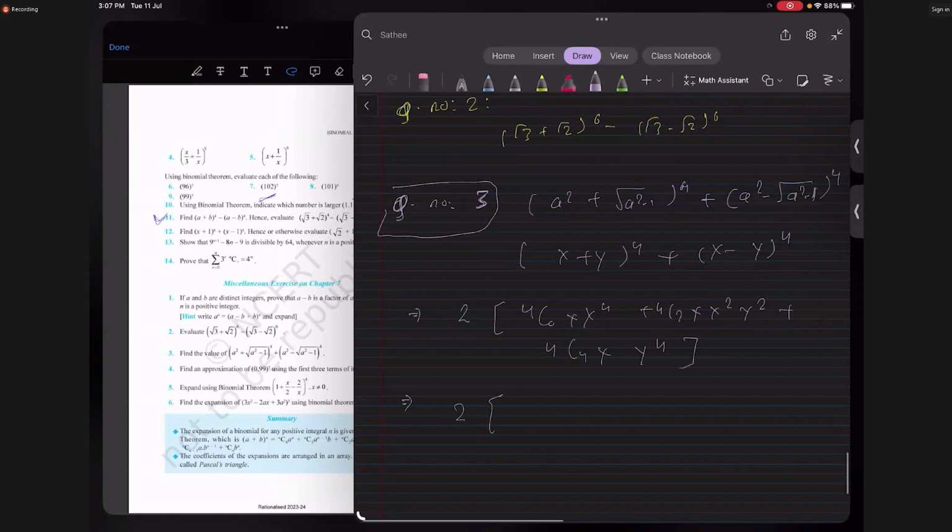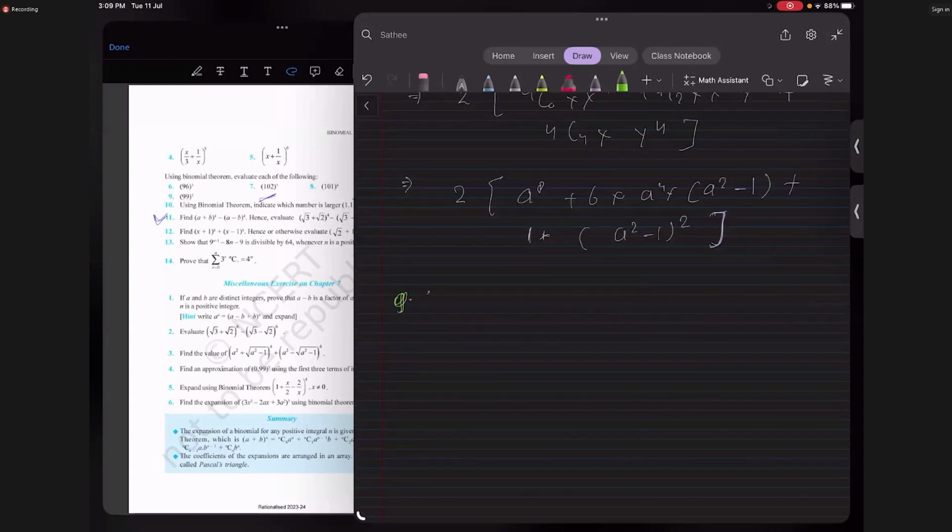If you put the values, this would be a to the power 8 plus 4c2, which is 6, times a to the power 4 into a square minus 1, plus 4c4, which is 1, into a square minus 1 whole square. So this would be the final expansion for this question, and you can further simplify by collecting the like terms together and you can get the final answer.